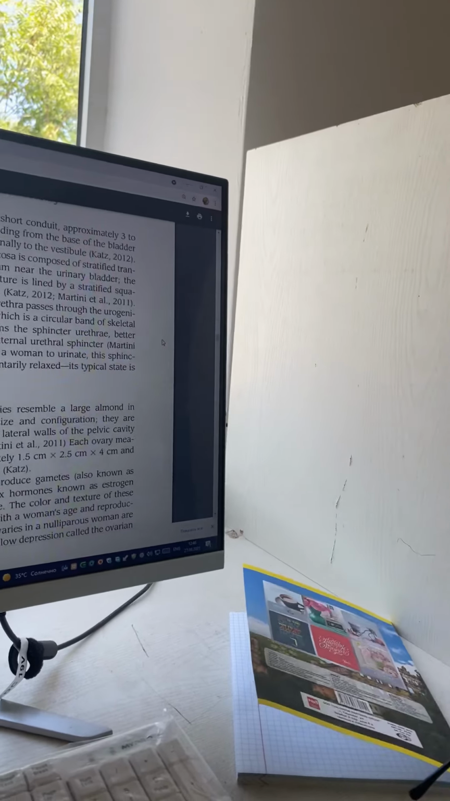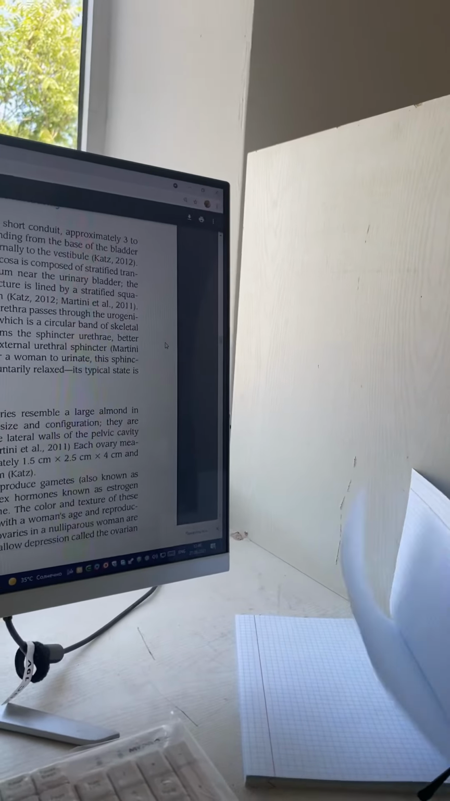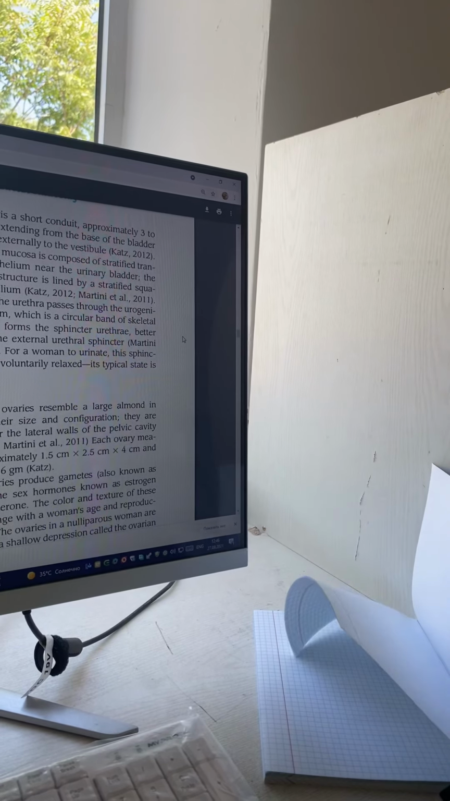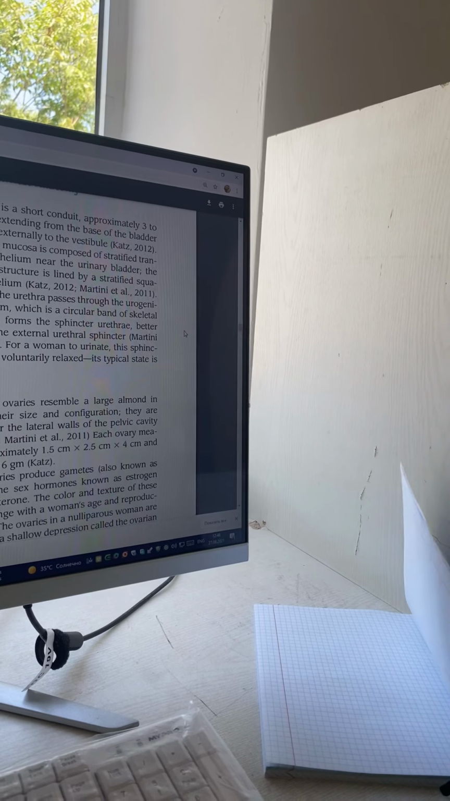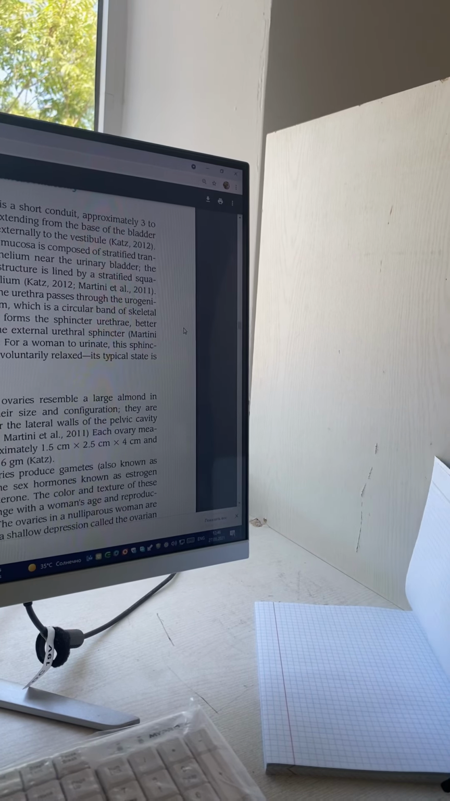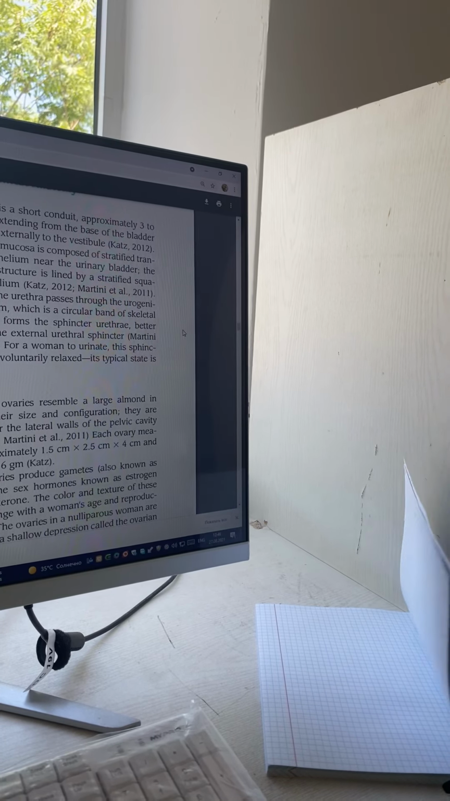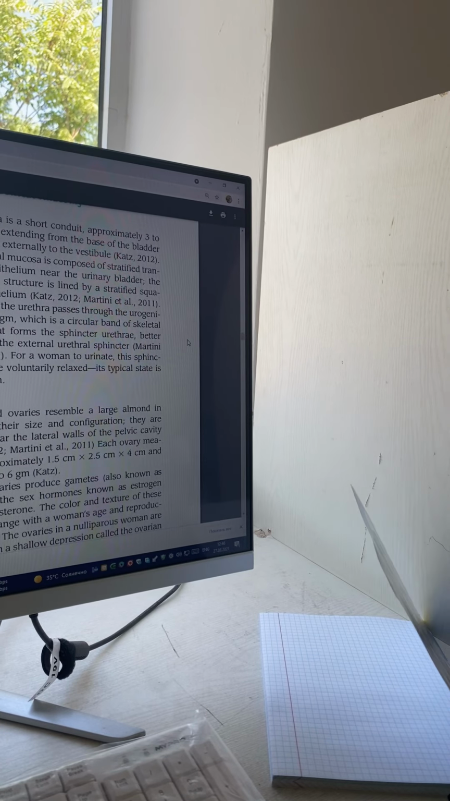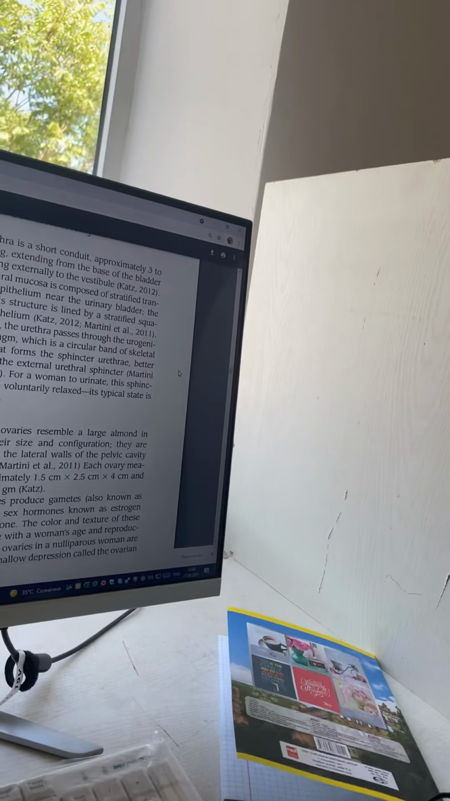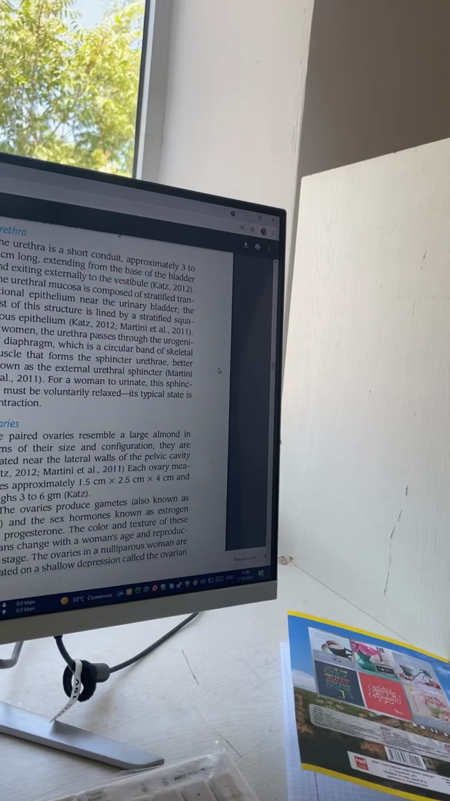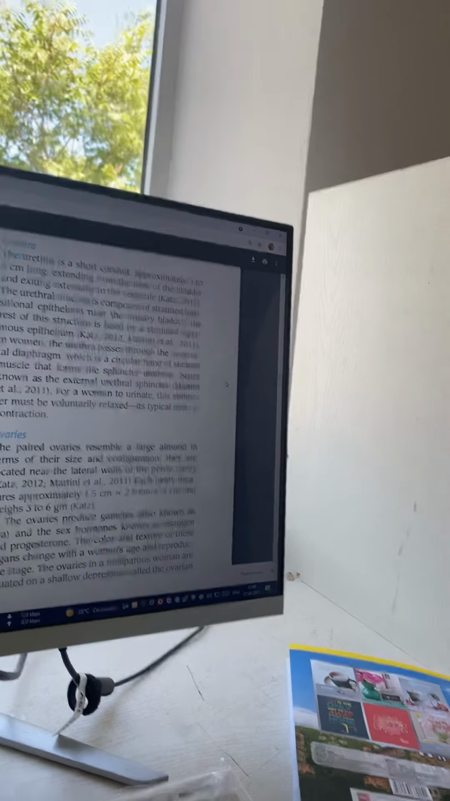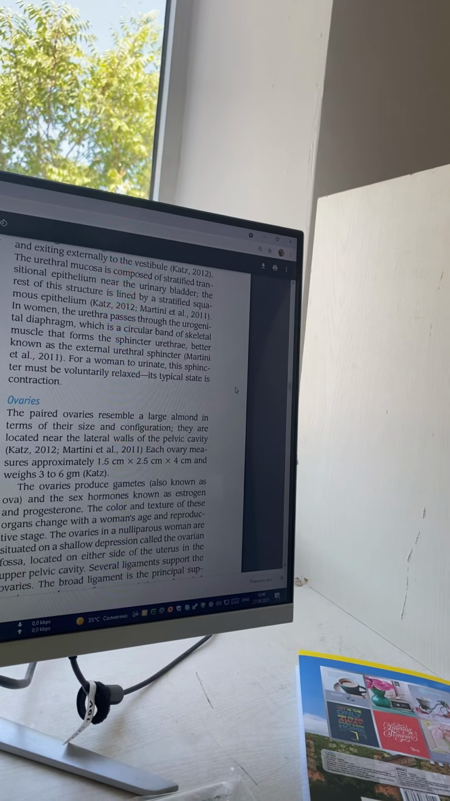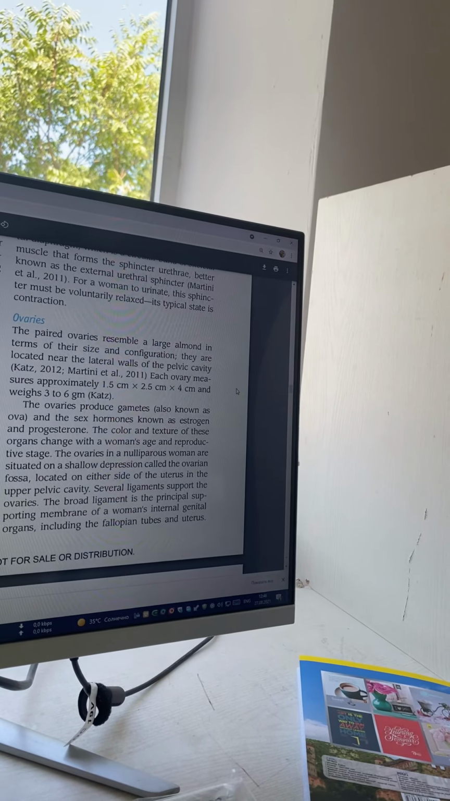Curtis 2012, Martini et al. 2011. In women, the urethra passes through the urogenital diaphragm, which is a circular band of skeletal muscle that forms the sphincter urethrae, known as the external urethral sphincter. Martini: for a woman to urinate, the sphincter must be voluntarily relaxed. It is typically in a state of contraction.